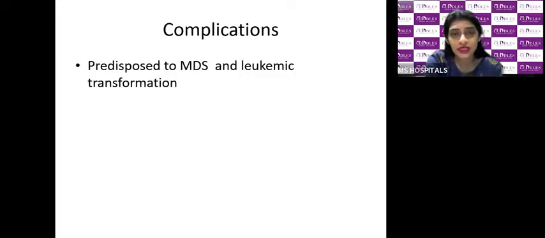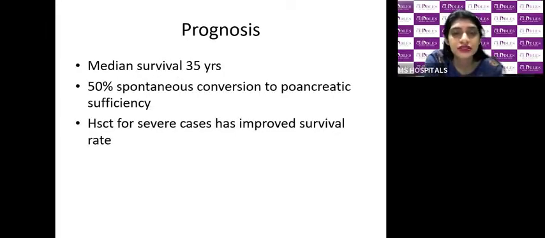Complications: they are predisposed more to MDS and leukemic transformation. The median survival is 35 years. There is 50% spontaneous conversion to pancreatic sufficiency. HSCT for severe cases has improved survival rate.